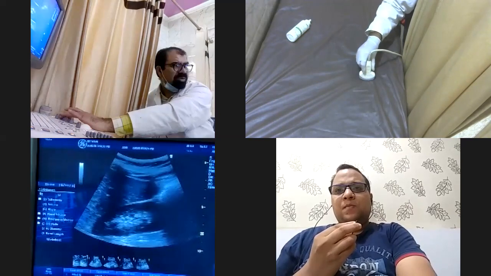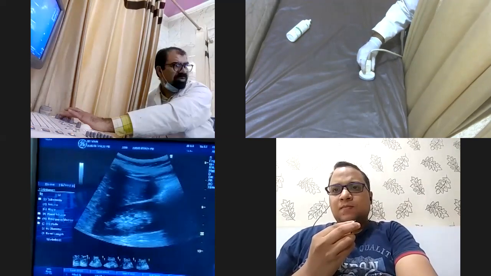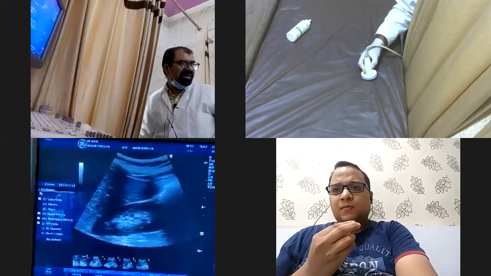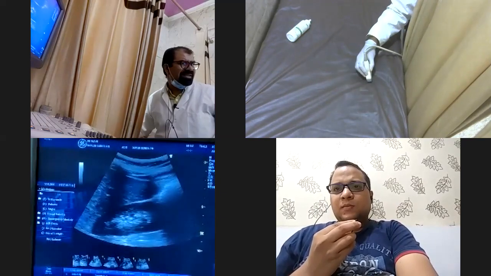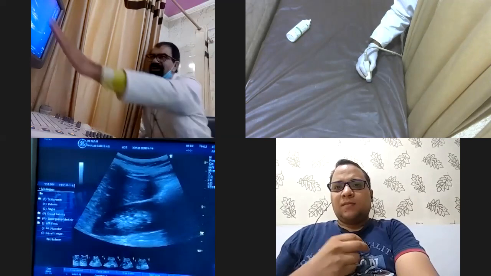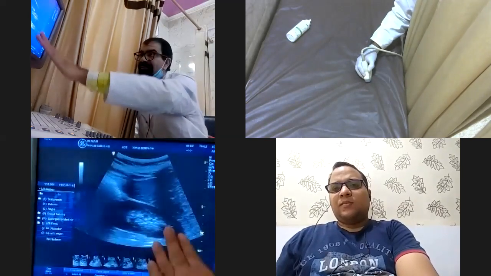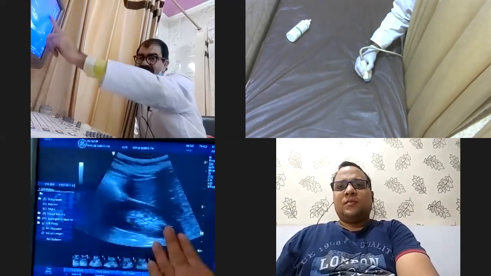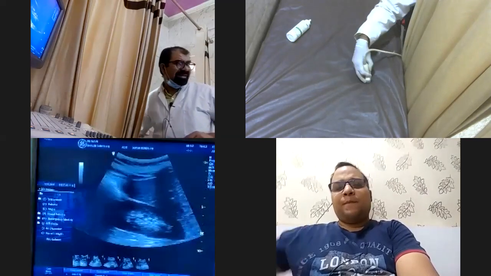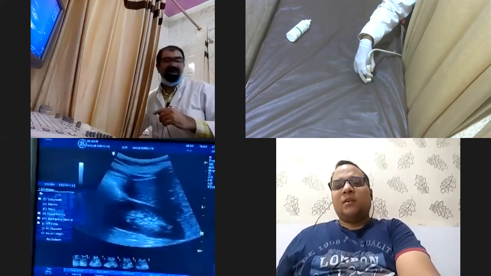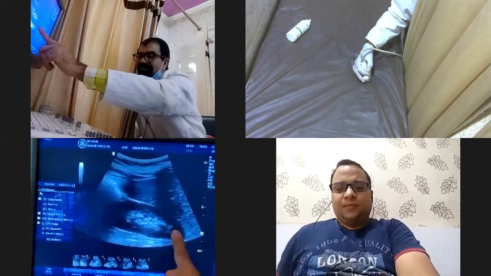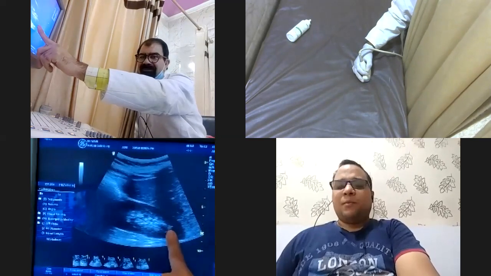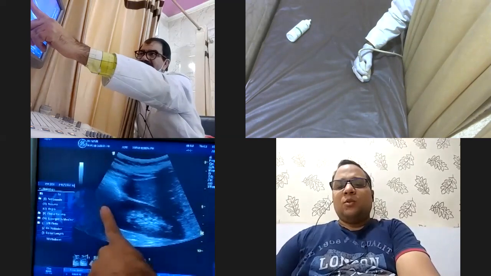Now see my hand. I had to rotate this probe like this, clockwise. But if I rotate it anti-clockwise like this, the image will be like this on the screen. Now, this is not the inferior, but this side is the superior, because I have rotated the probe anti-clockwise. So this pole will now not be the inferior, but the upper pole, right? Upper pole. And this is the lower pole. Done?